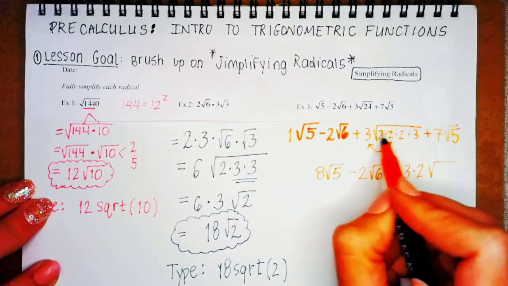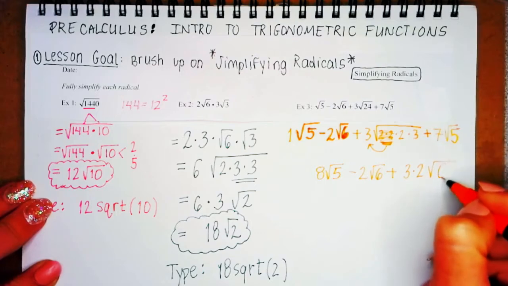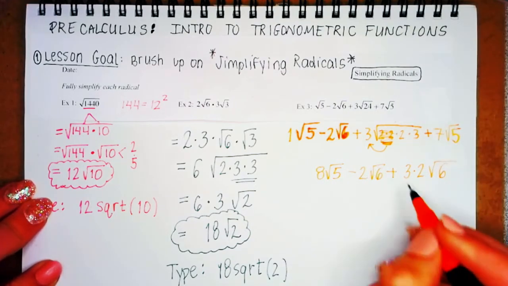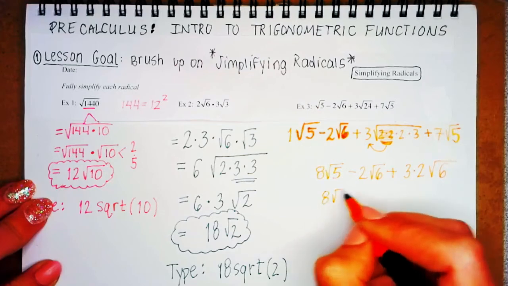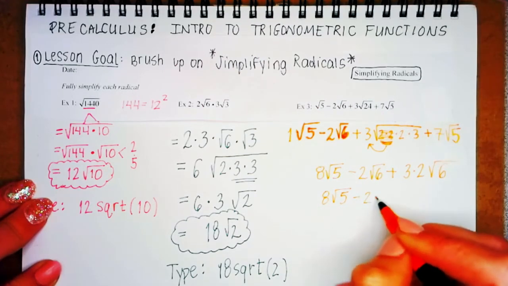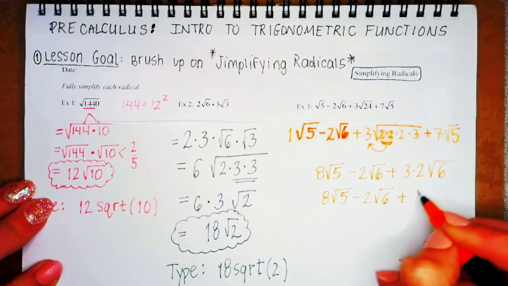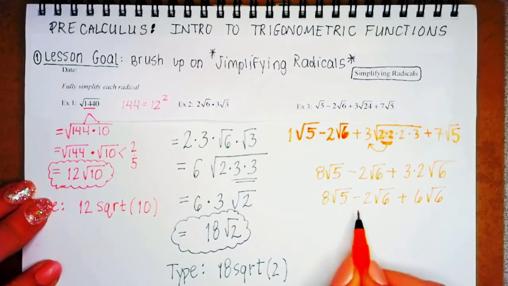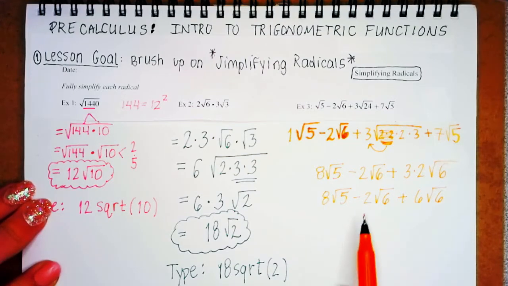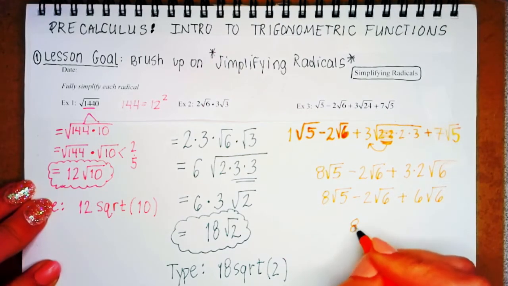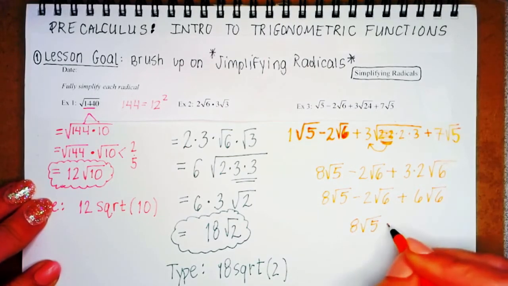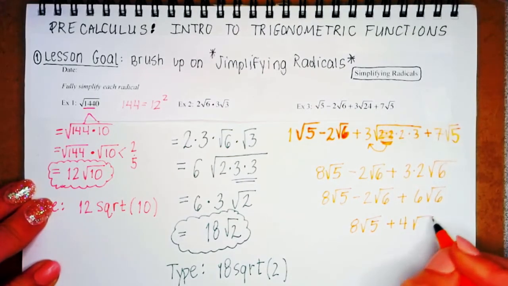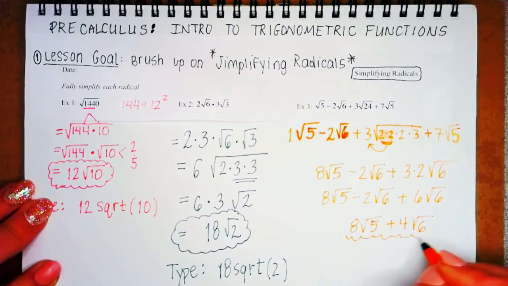2 times 3 is all that's left inside. We just said that that would be, and that is 6. 3 times 2 out front. So we have 8 square root 5 minus 2 square root 6 plus 6 square root 6. Now I have a negative 2 square root 6 plus 6 square root 6. -2 of them, and a +6 of them. How many of them do we have? 4. 8 square root of 5 plus 4 square root of 6.